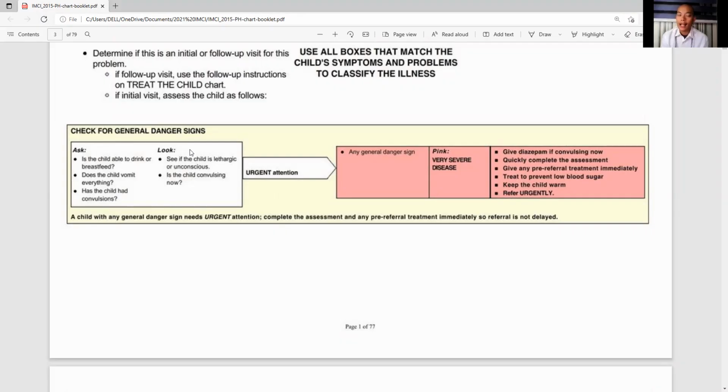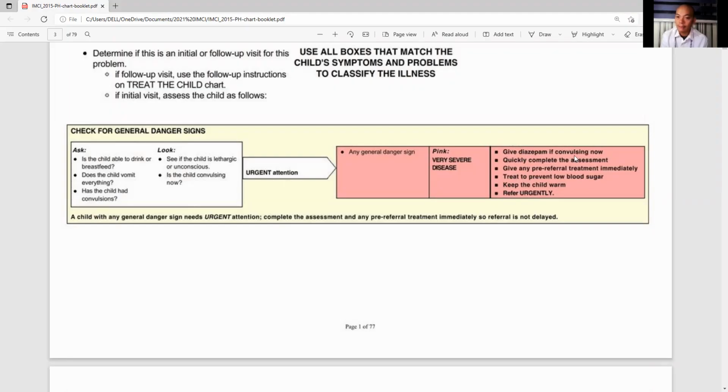Next, we are going to look. For assessment, observe, see if the child is lethargic or unconscious. Lethargic and unconscious, alam nyo na yan because we were able to see it in the video earlier. Is the child convulsing now? Is the child having seizures? If any of these is yes, we go left to right. This needs urgent attention and it falls under the red or pink or purple row. So any danger sign, the classification is very severe disease.